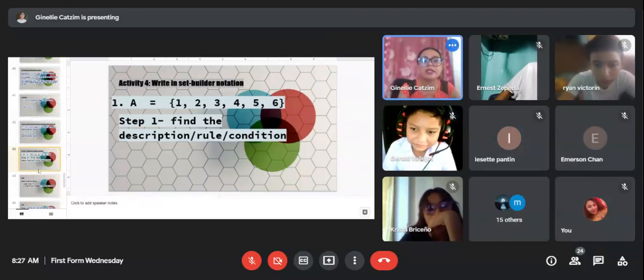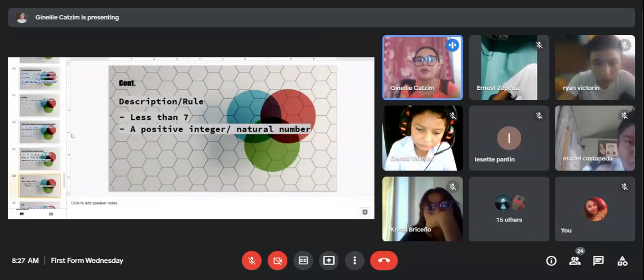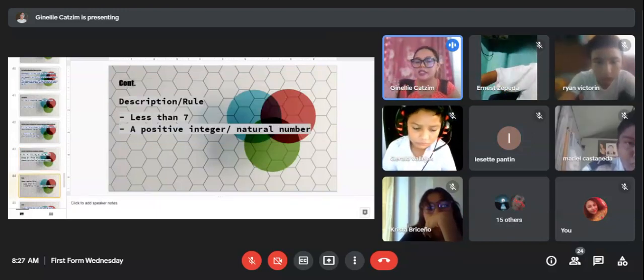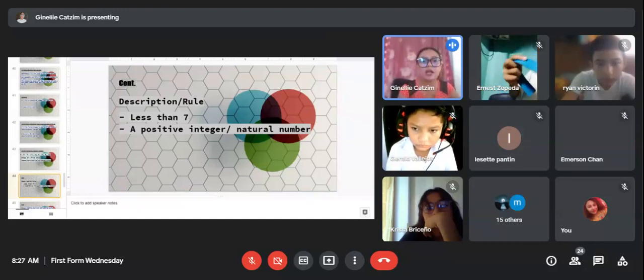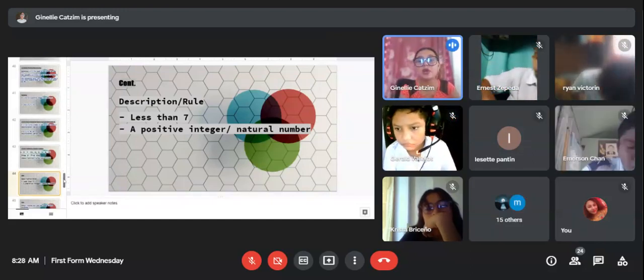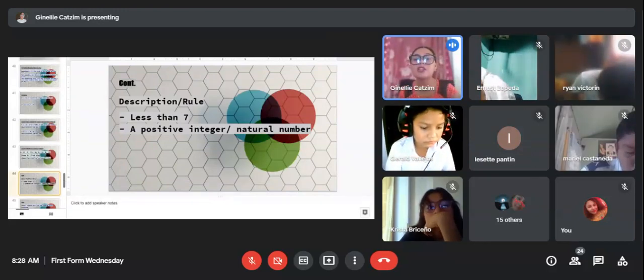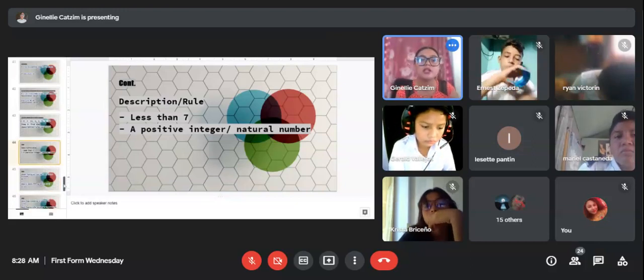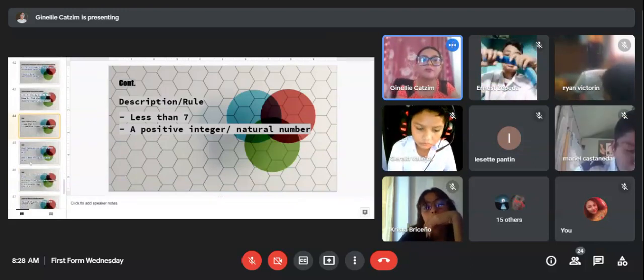So we have completed our first step. We could say that it is less than 7, or it is the first, like Ernest said, the first 6 natural numbers or positive integers. Remember, positive integers are natural numbers, right? So that could be our description.